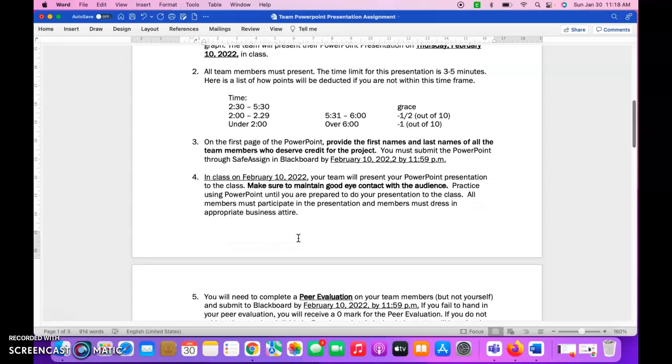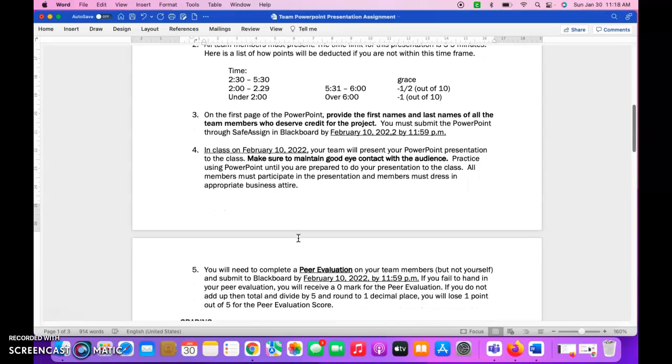Then in class on February 10th, your team will present your PowerPoint presentation to the class. You're going to make sure to maintain good eye contact with the audience. You're not going to be just looking behind you and reading your PowerPoint. You're going to be presenting to the class. Practice using the PowerPoint until you are prepared to do your presentation. All members must participate in the presentation, and members must dress in appropriate business attire.